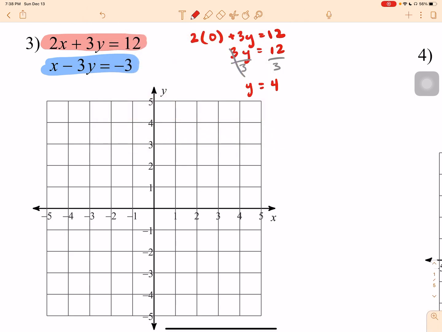Okay, so now I know that since this was my x, the point 0, 4 is on the red line. So I can plot this right here. That would be the y-intercept. What I did here, I just want to show you again, is I plugged in a 0 for the x in order to solve for my y-intercept.